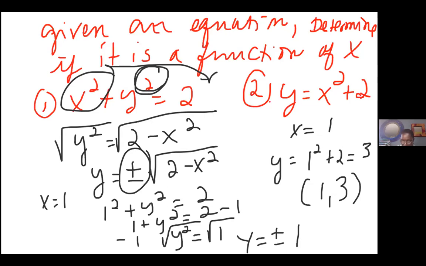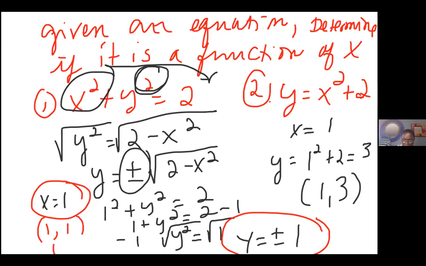So guys, listen, I plugged in 1 value. I ended up with 2 values, which means 1 can be paired up with positive 1. It can also be paired up with a negative 1. So what just happened? Here's what just happened. The x's are repeating. For that one x, I have 2 values, which means my x value is repeating because that x value has 2 corresponding outputs, okay?